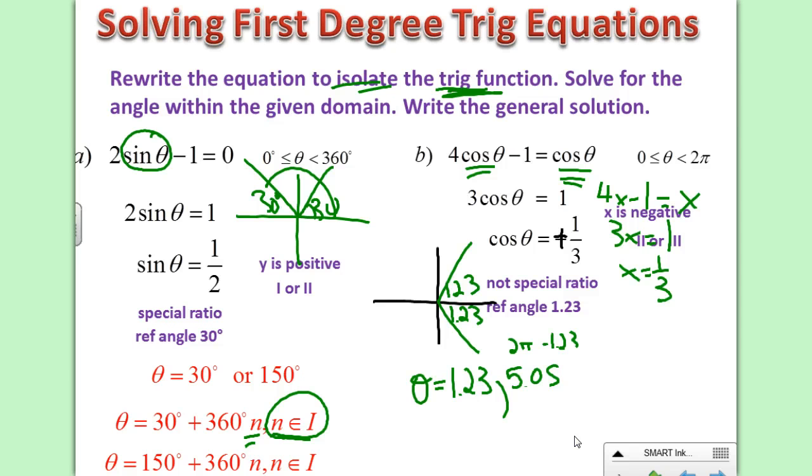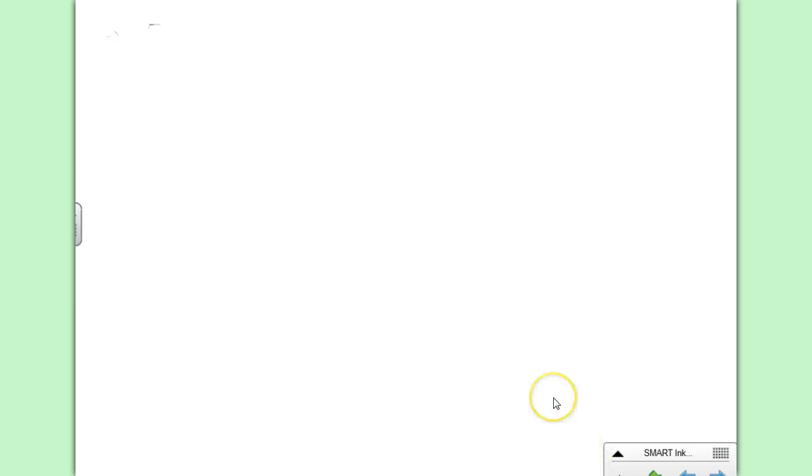However, a general solution would be theta is equal to, now I'm going to put both of these, 1.23 and 5.05, and I'm just going to put a bracket like that, plus 2 pi n, where n is an element of integers. So Mr. K is being efficient or lazy, but I'm just putting both of those in one statement so I don't have to write quite so much, okay? So there was a little bit of an error. It wasn't a negative cosine, it was a positive cosine, okay? All right, so we'll skip through. Don't look at this. This is going to be incorrect because of that negative, right?